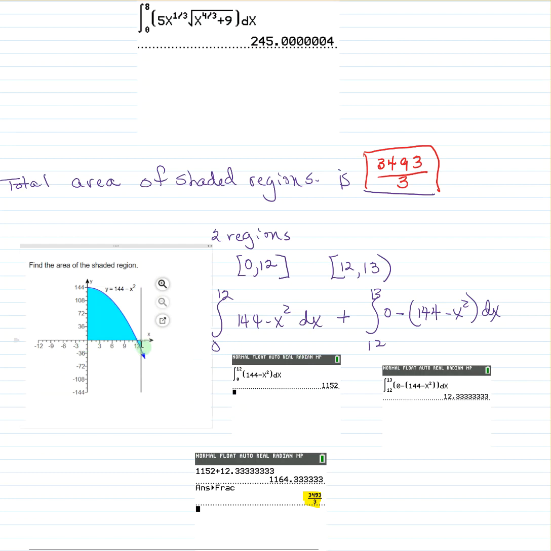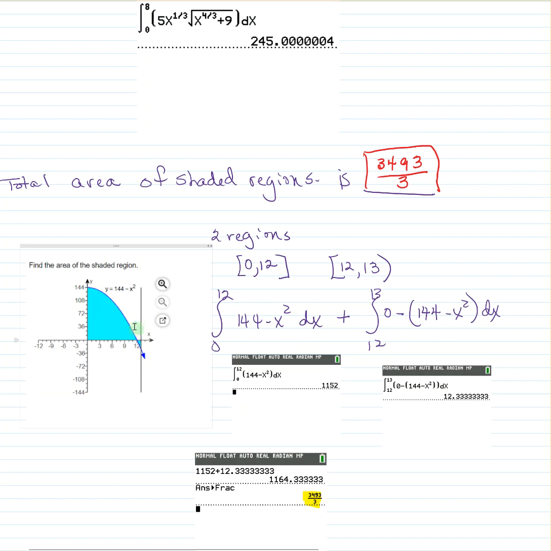But this piece is below the x-axis, and the thing that's on top is the x-axis, sorry, the y equals 0. So in this one, we have to do the integral from 12 to 13 of 0 minus the parabola. And so I would write it like that. And go ahead and write these out. This one is the same as minus 0. I just didn't write it there.